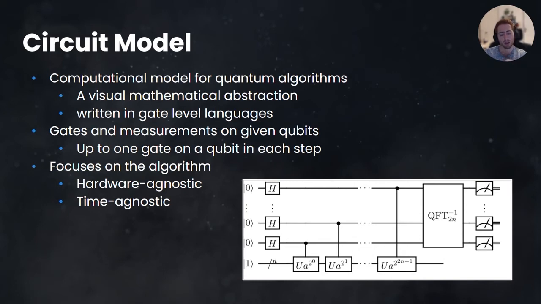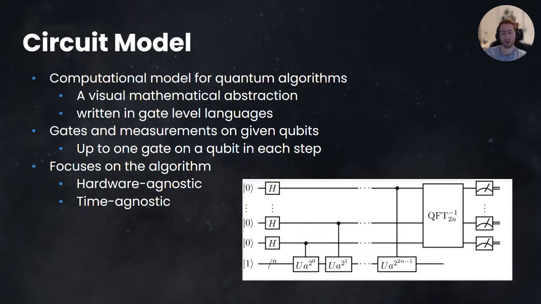The circuit model, to begin with, is an abstraction, right? We have qubits, they don't disappear, they are not added throughout the experiment or the algorithm. It's very visual, right? As you can see here on the screen. And it's implemented in gate level languages, for example, Qiskit by IBM or Cirq by Google. The operations you can do are simply gates, for example, the Hadamard gate, or measurements, usually at the end of the circuit.